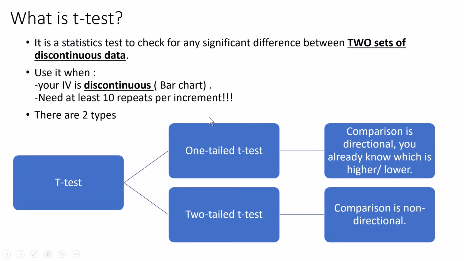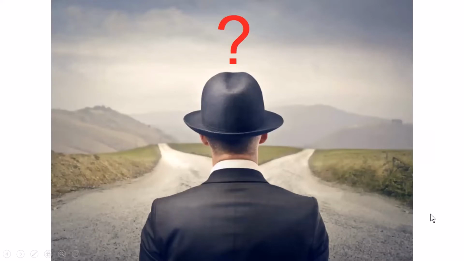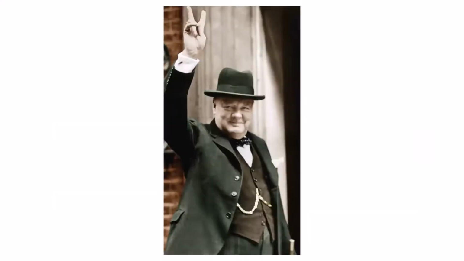Okay, so t-test. We have the one-tail t-test and the two-tail t-test, and we just briefly mentioned when we use them. We use the one-tail t-test when you know that the comparison is directional. That means you know which one will be higher or lower. And you will conduct the two-tail t-test when the comparison is non-directional. So sometimes students will ask me, oh, Ms. Lam, which one do you prefer?